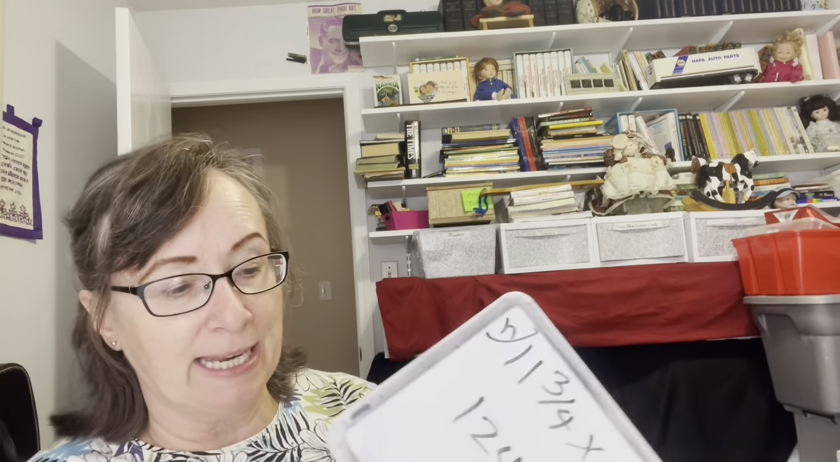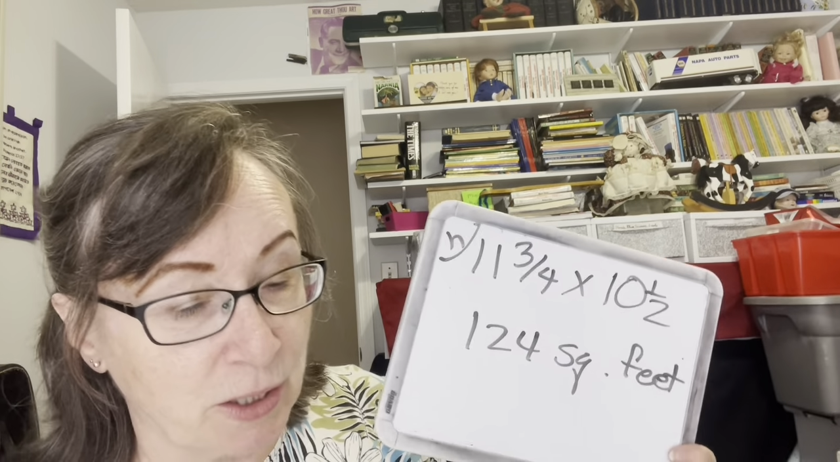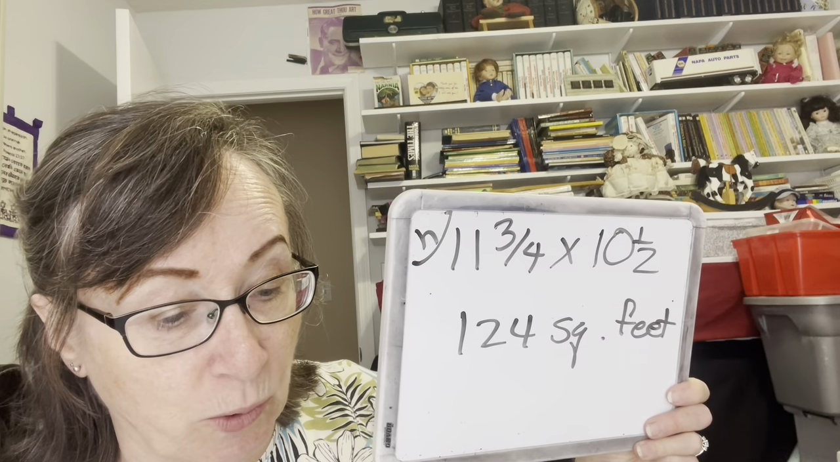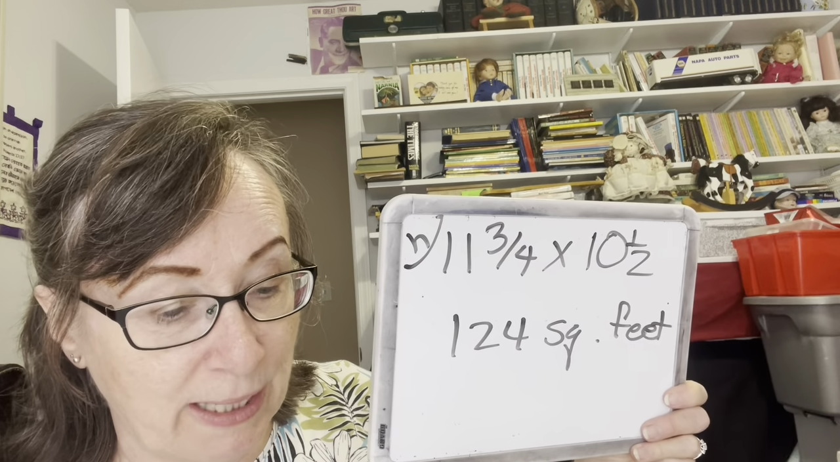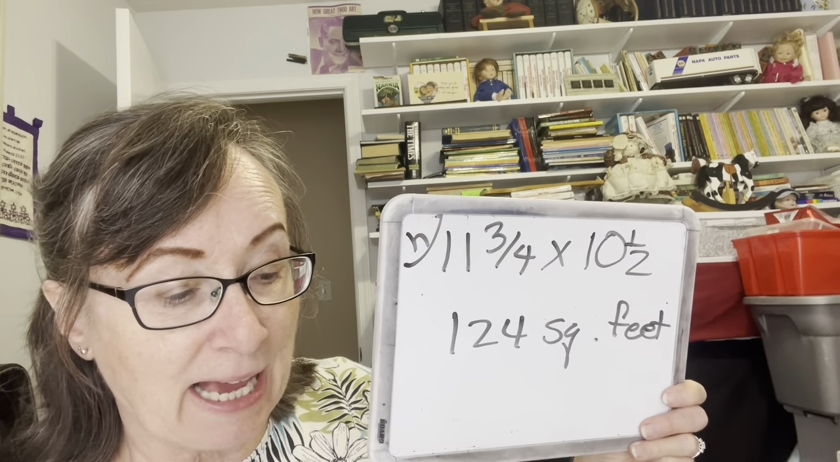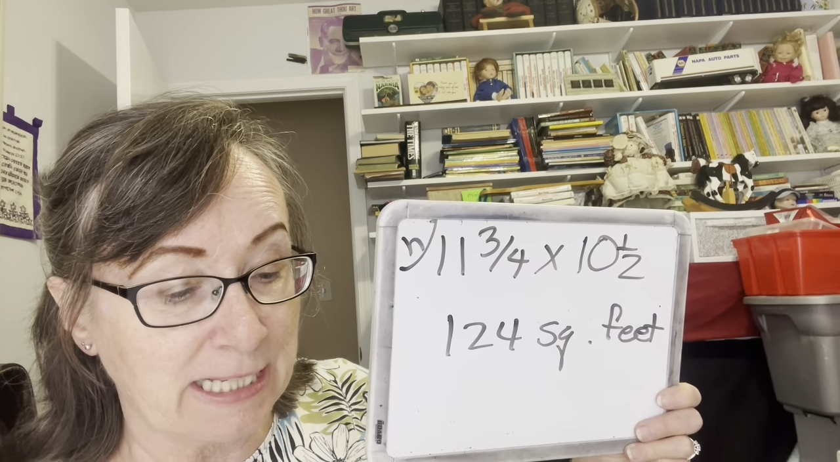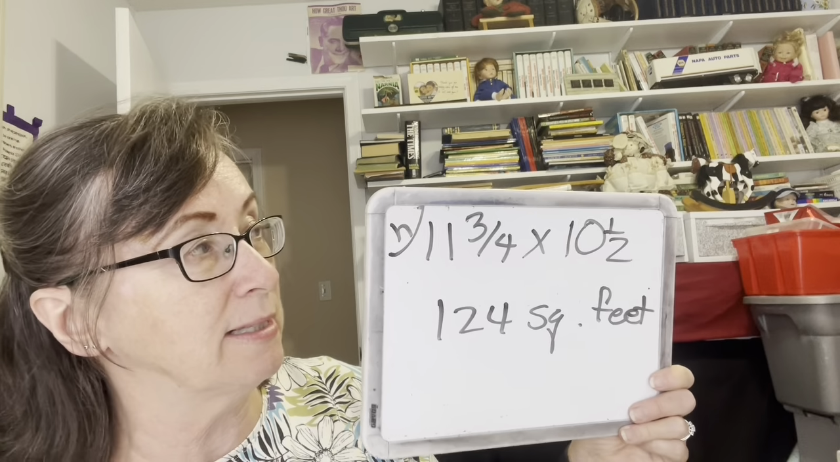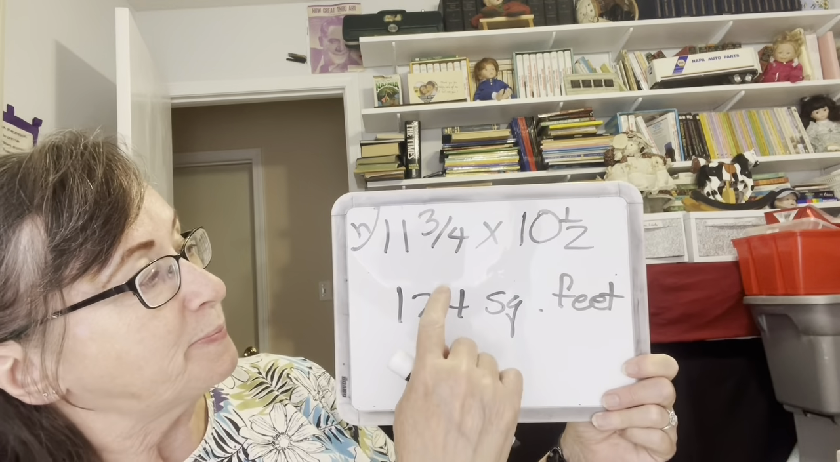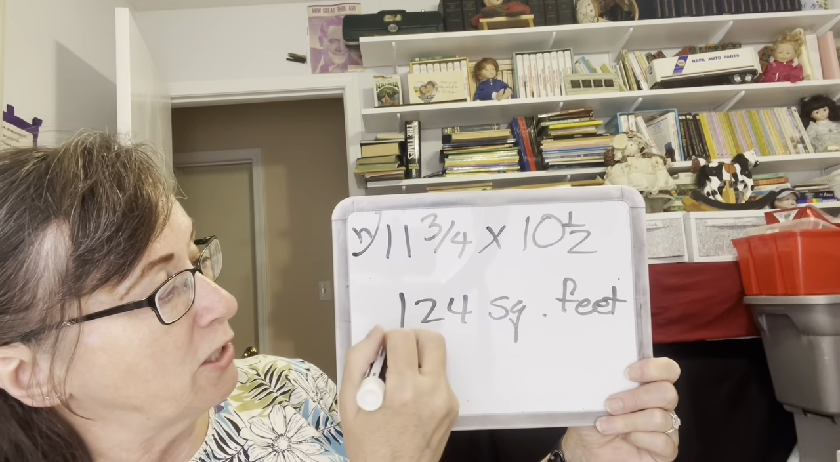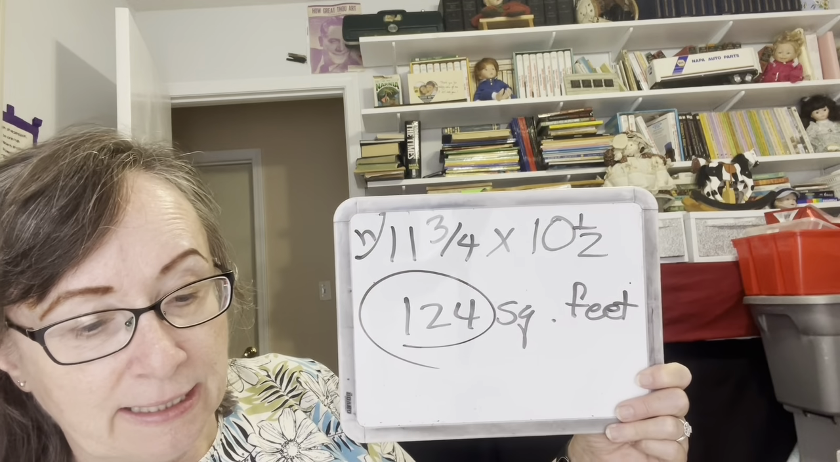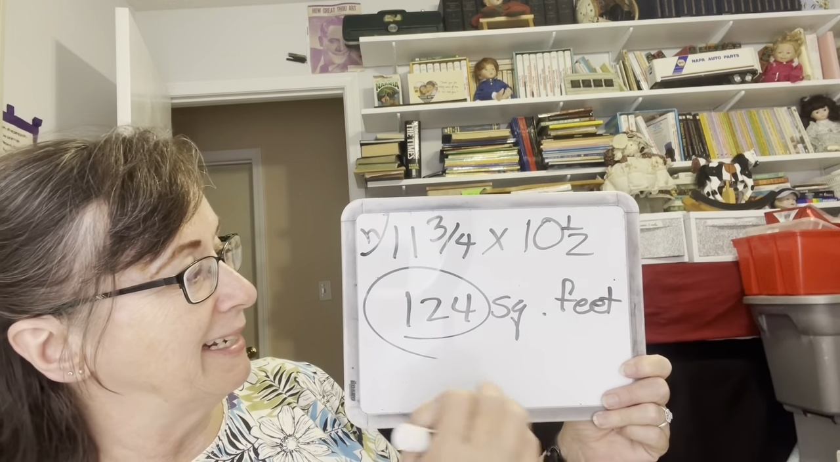Okay, so look at H. A rectangular room is 11 3/4 feet long and 10 1/2 feet wide. Grace calculated the area to be about 124 square feet. Explain why her calculation is not reasonable. Okay, so this is what she calculated. Is or is not reasonable. They didn't say is not.